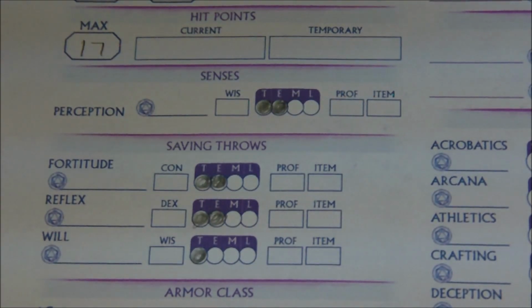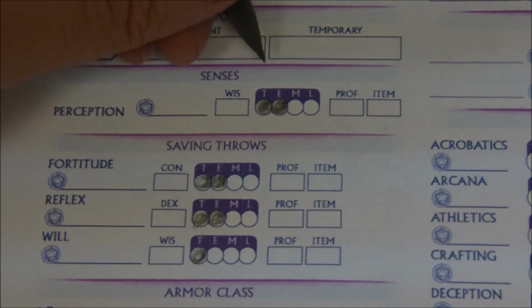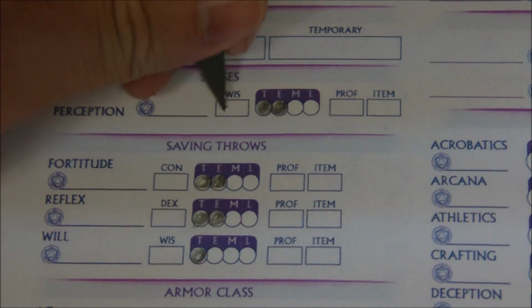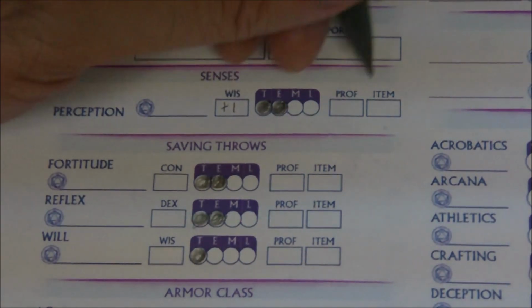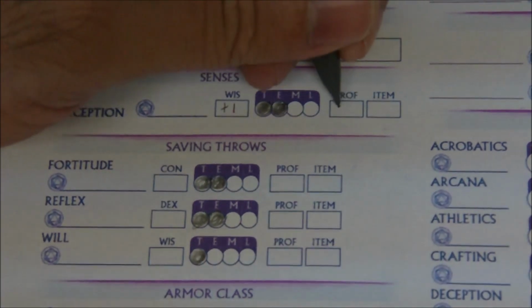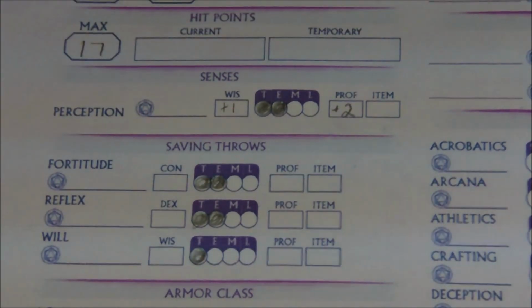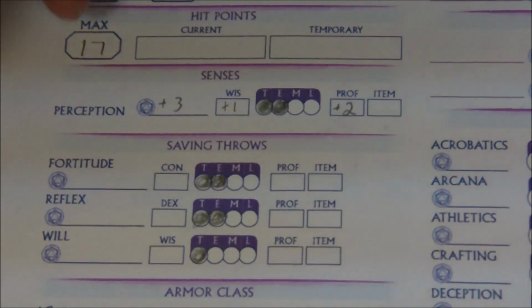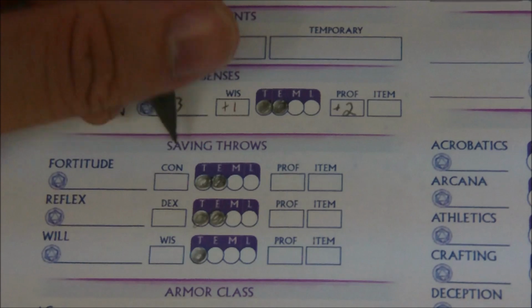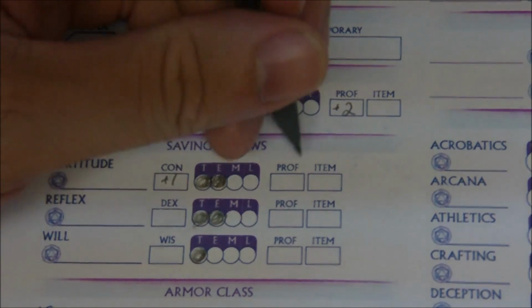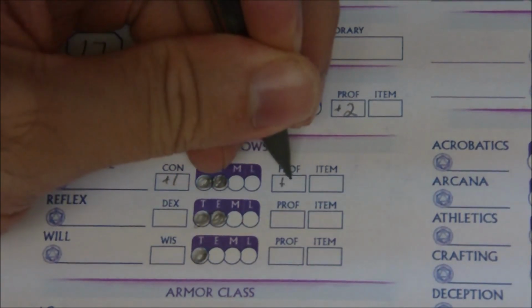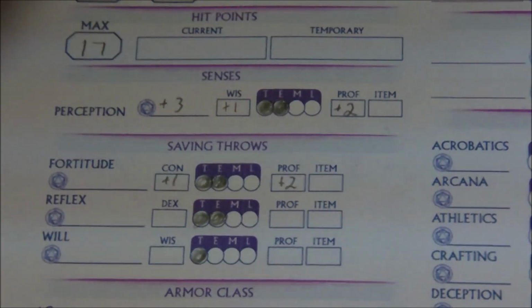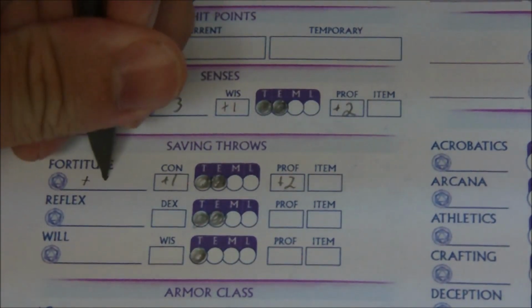Alright, so let's just fill in these numbers that we've got here as well. So we've got perception. Our wisdom bonus is +1. And our proficiency bonus, we are considered to be an expert, which is our level +1, so that's going to give us a proficiency of +2. Which means our perception is at a total of +3. Alright, fortitude, our constitution modifier is +1. Our proficiency, again, we're considered to be an expert, so that's our level +1, which gives us a bonus of 2. So fortitude is also going to be a +3.